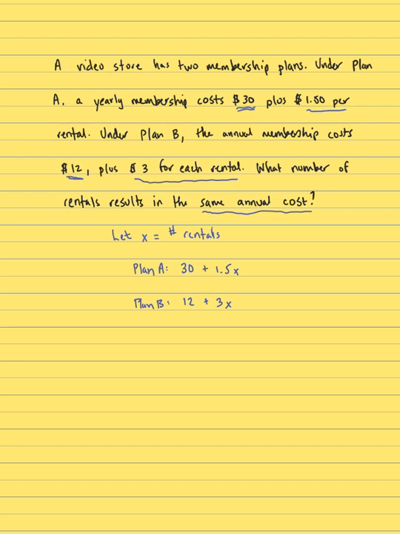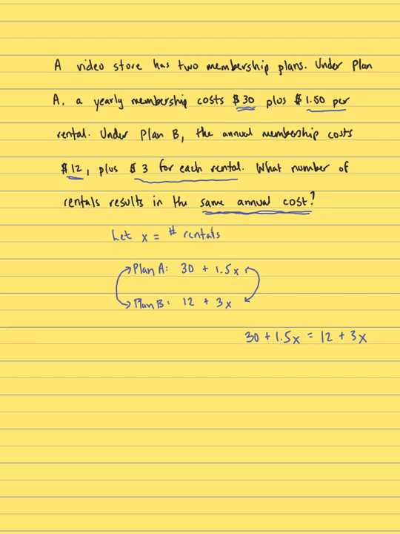Then it says what number of rentals results in the same annual cost. Well, that would mean that Plan A would equal Plan B. So that must mean that these 2 expressions would also be equal. Well, the equality of 2 expressions can give us an equation. So 30 plus 1.5x equals 12 plus 3x. You should see by now that we have sort of the classic variable on both sides of the equation.